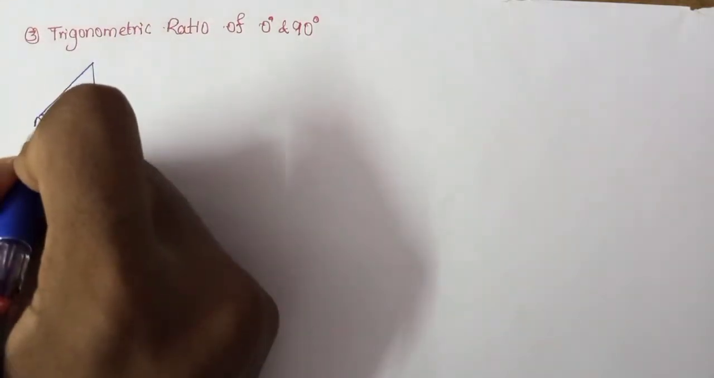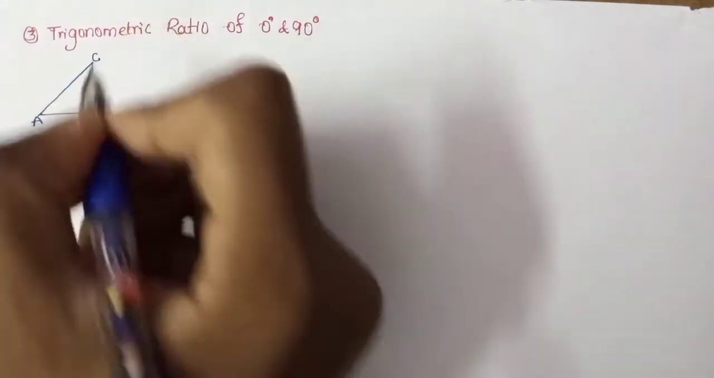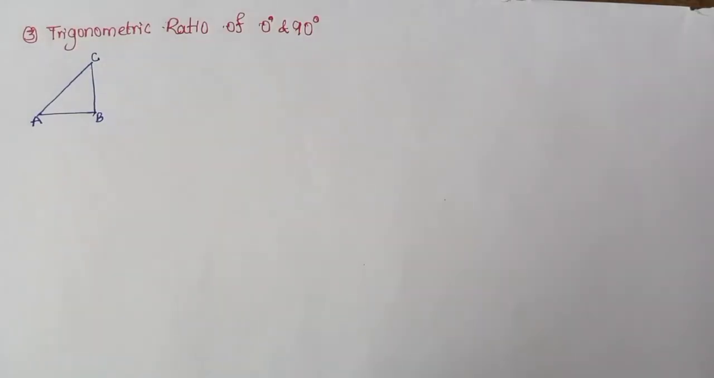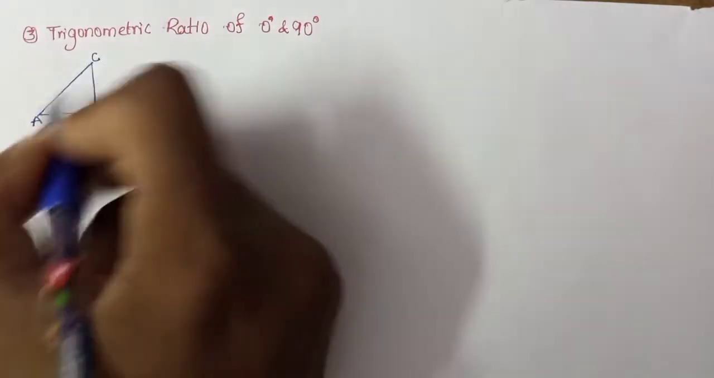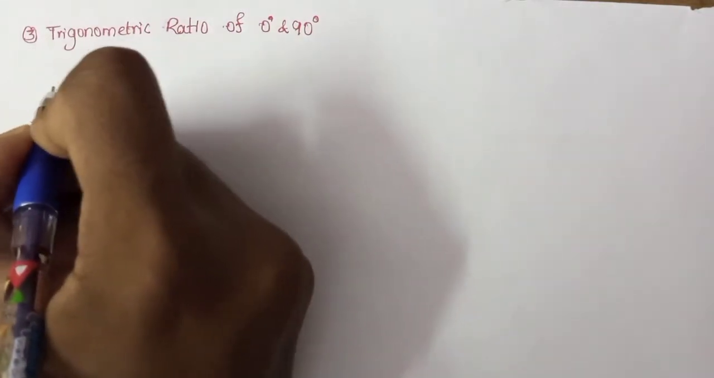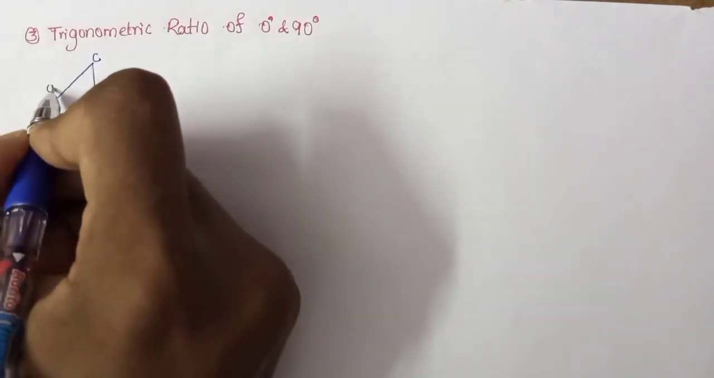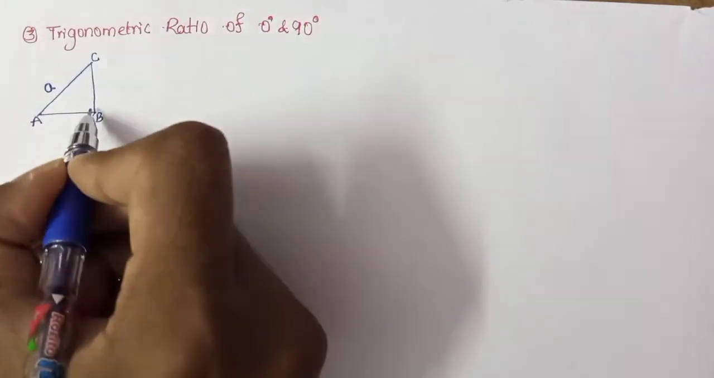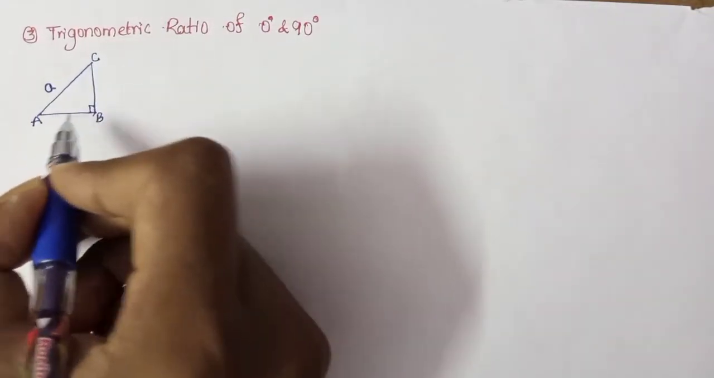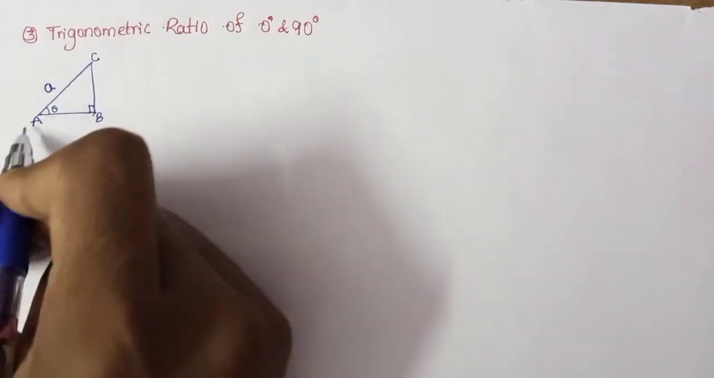This is a right angle triangle ABC. What we'll do here is fix this side AC with some length. Let's say the side is A units. This AC value is A. This is the angle theta.